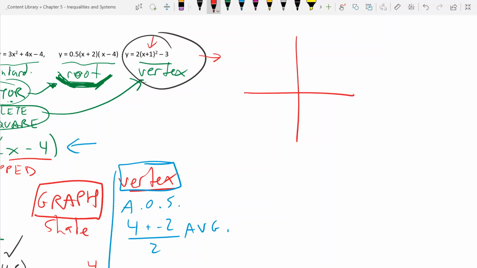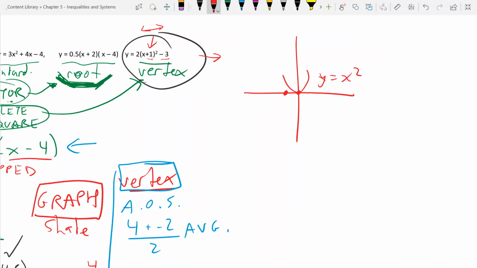This value is going to be your horizontal shift. So when I look at that 1, same as when we were doing roots, it's backwards. So that means that my normal vertex at 0, 0, that's the graph of y equals x squared, and we're going to shift it, transform it, and move it. Because it was a plus 1, it's going to go 1 to the left.